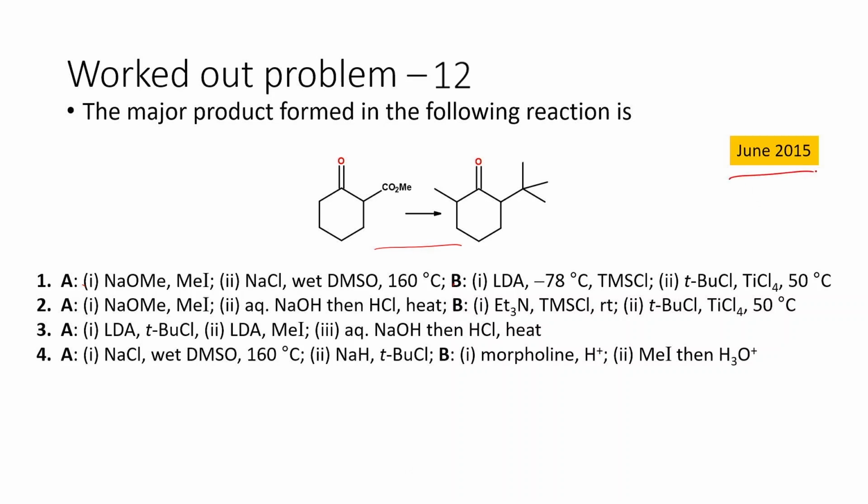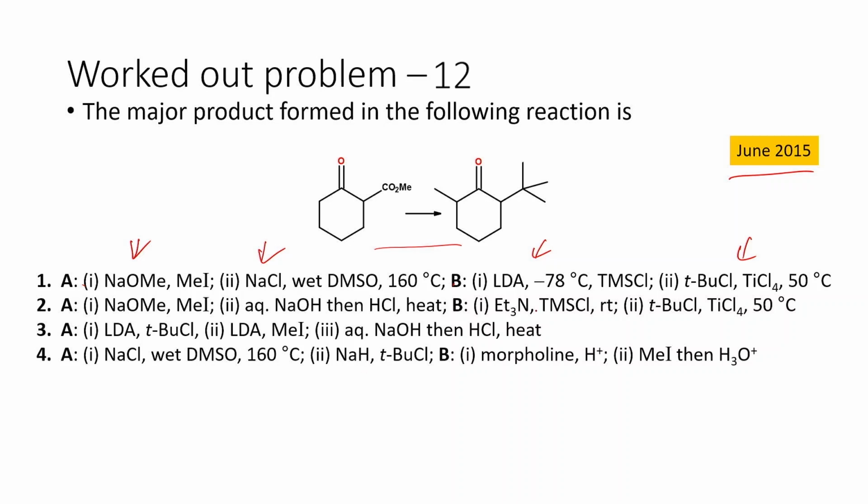So there are various combinations. A, 1, 2, 3, 4 are given. In the first step, we have a strong base. Sodium methoxide is a strong base. Methyl iodide is used, and the sodium chloride and the wet DMSO is used in the second step at a high temperature. And in the second set of reaction, LDA at minus 78 degrees centigrade and TMSCl is used. And in the last step, we have tertiary butyl chloride and the TiCl4 at 50 degrees. So these are all the various reagents that are given.